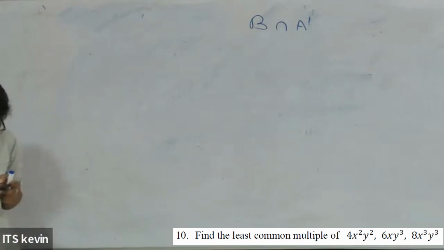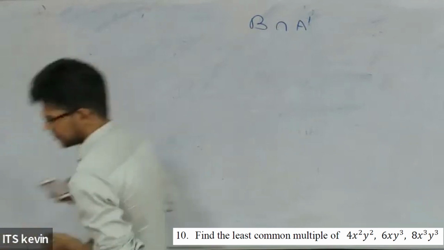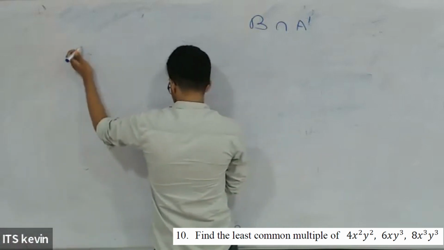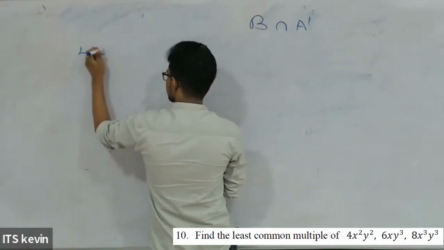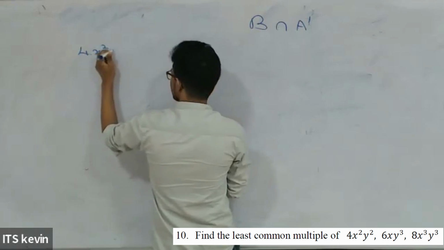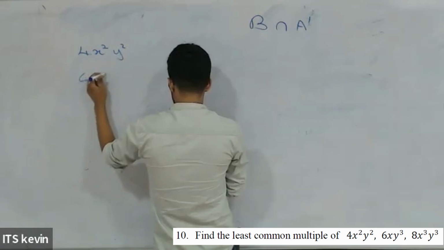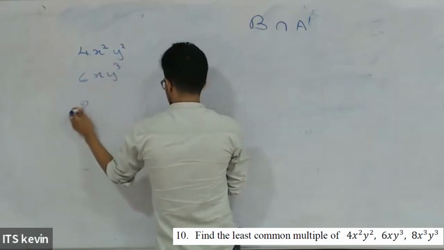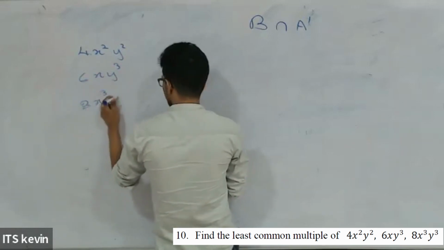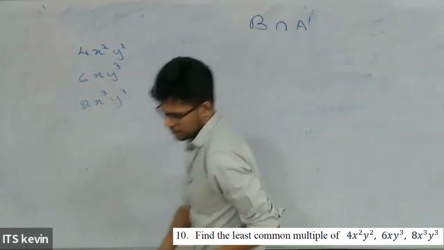Next one. Find the lowest common multiple. Did you get it? Okay, good. 4x squared y squared, 6xy cubed, 8x cubed y cubed.